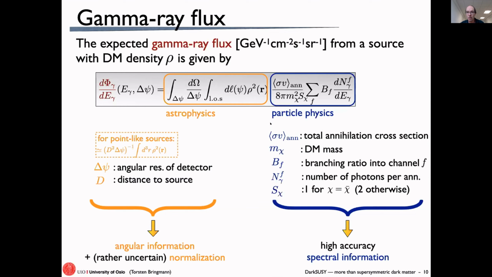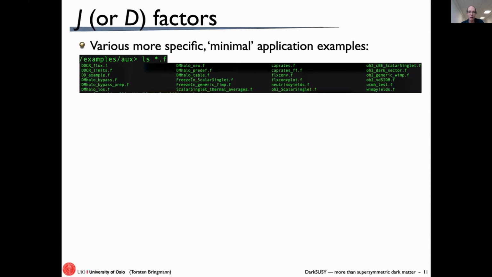On the other hand, there's this particle physics factor. So here there are only particle physics quantities entering. Once you have your particle physics model, in principle, you can calculate this to high accuracy. And then, of course, especially when you have spectral signatures to look for, this can be used as a smoking gun to identify a dark matter signal. Okay, so let's first talk about this first part, the normalization of the signal. These are J, or for decaying dark matter, D factors.